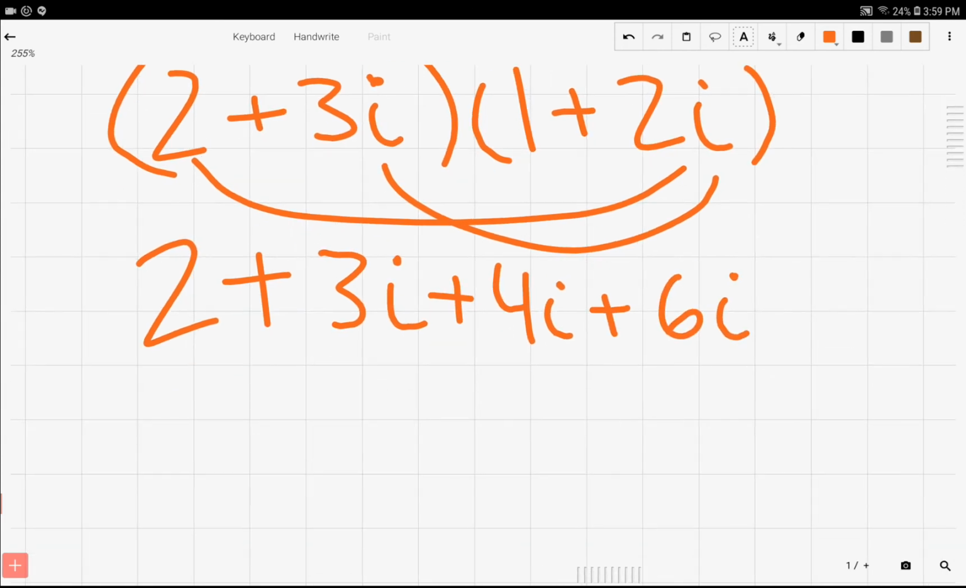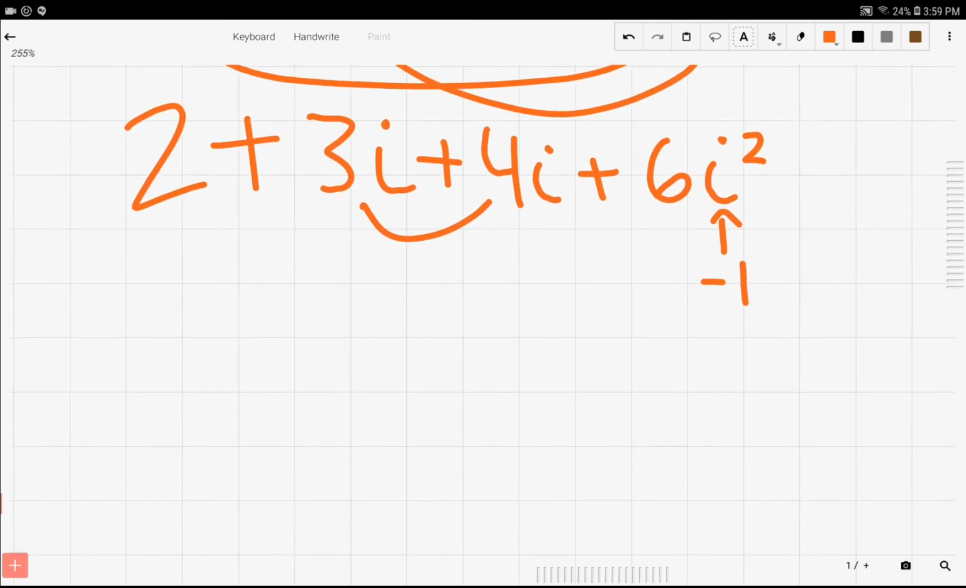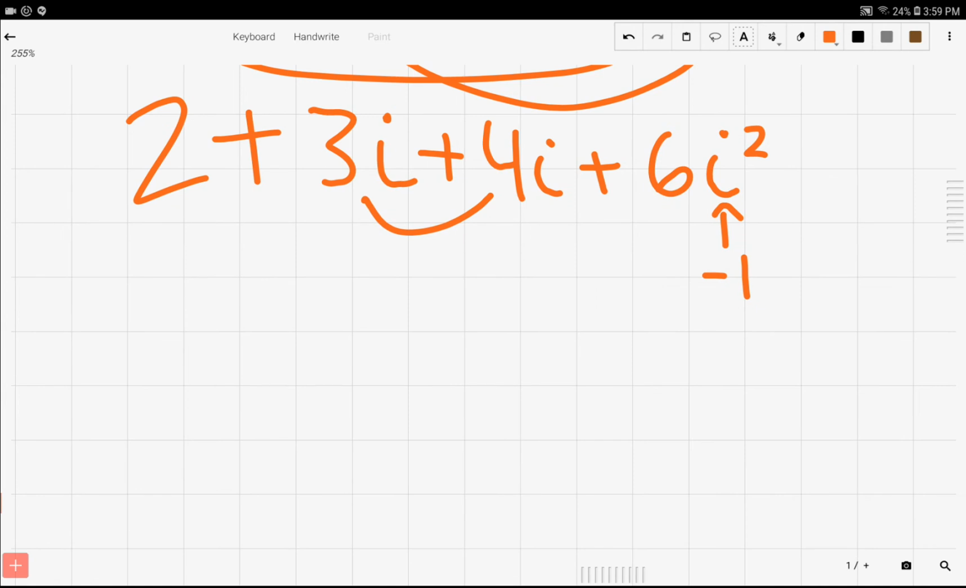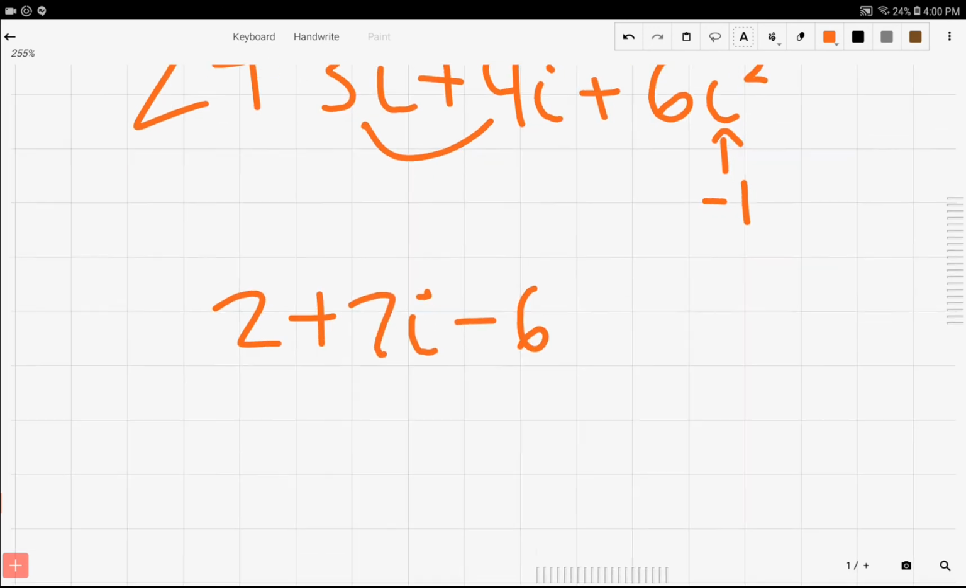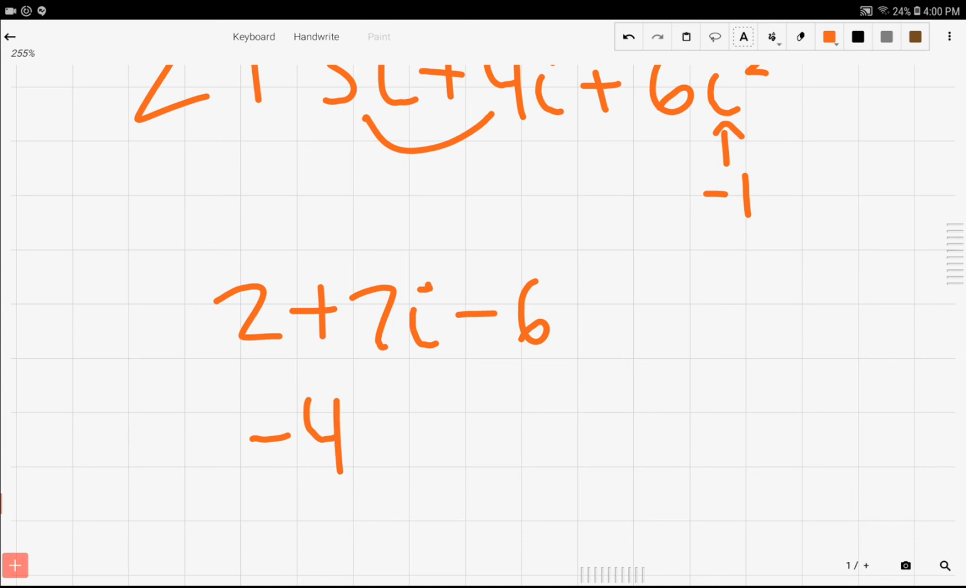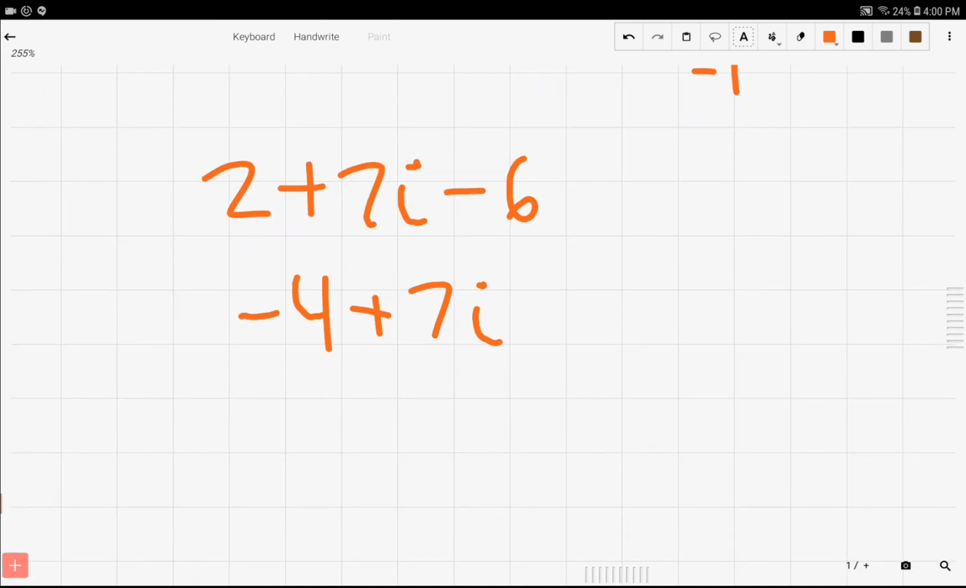Now normally I would have these combined already and have simplified this i squared to -1. But just for the sake of this video, I'm going to make it a longer process. So adding these all up, we have 2 plus 7i minus 6, which goes to -4 plus 7i. So as you can see, multiplying a complex number by a complex number results in a complex number.